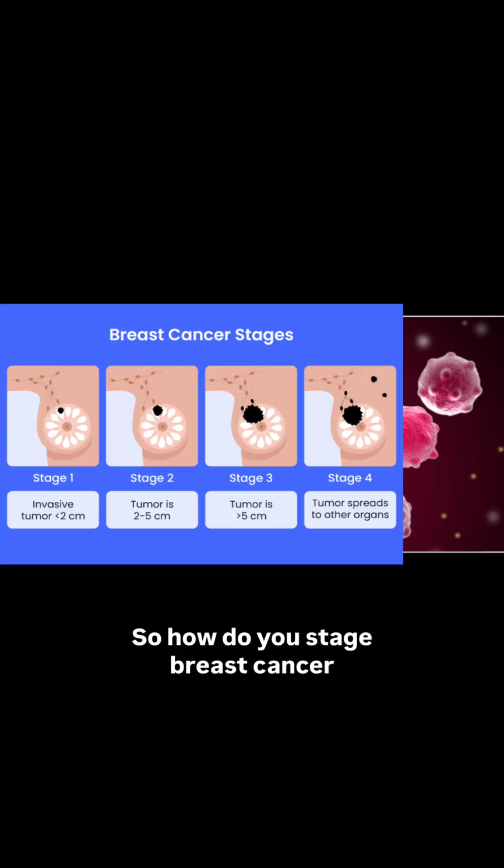So, how do you stage breast cancer? Breast cancer is staged using the TNM system: tumor size, lymph nodes, and metastasis. Staging determines treatment and prognosis.